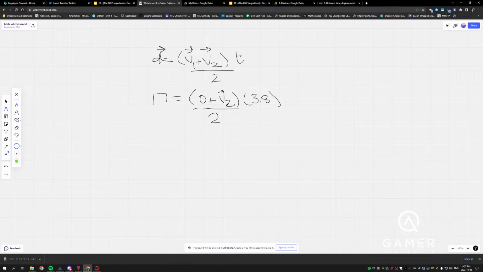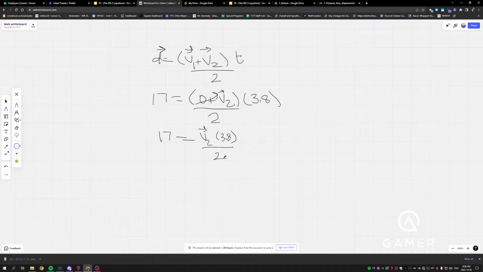So I'm going to do everything that I can do to simplify this problem. The first thing that I'm going to do is get rid of this 0. So I'm going to say that 17 is the same thing as V2 times 3.8 divided by 2. And I get rid of the 0 because 0 plus V2 is just V2. Okay? And I want to get V2, or my final velocity, by itself.